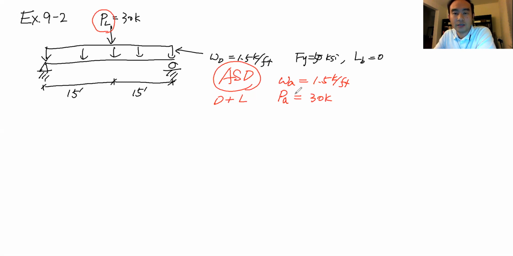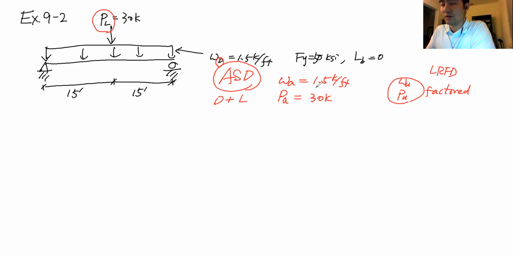For LRFD, we use Wu and Pu. These are all factored quantities for LRFD. Wu is coming from the dead load, so Wu is going to be 1.2 times 1.5, and Pu is coming from the live load, so it's going to be 1.6 times 30. Okay, so that's the difference between LRFD and ASD. Let me go back to ASD. So this is my Wa and this is my Pa.